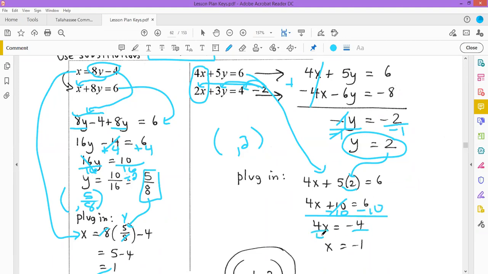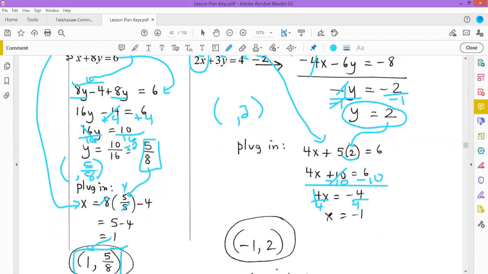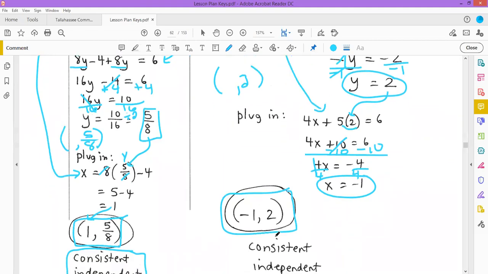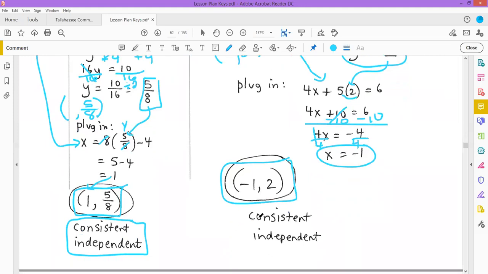So we're going to divide both sides of this equation by 4. And we'll get x equals negative 1. So now we have our solution. That one solution is negative 1, comma 2. We describe the one solution as being consistent and independent.